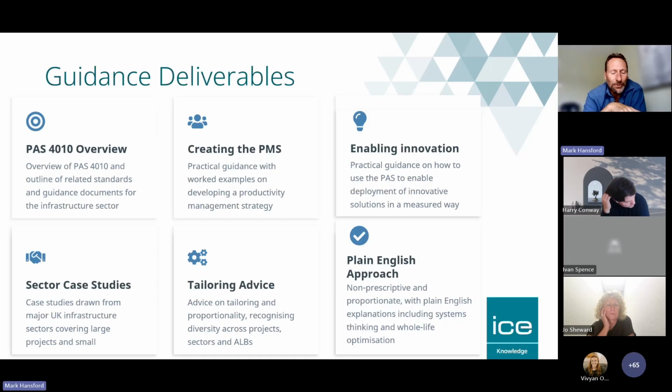Secondly, and I think probably the most important thing, it will provide practical advice on creating that productivity management strategy, that's the core of the standard. So it'll walk people through how to develop the strategy, what the roles and responsibilities in it will look like, how to embed the governance requirements, how to work collaboratively with the value chain to make it happen, and really importantly, how to tailor it to different types of projects, whether they're new build or renewal or even maintenance projects, and different scales of projects, whether it's a major infrastructure project or a smaller local authority renewal scheme.